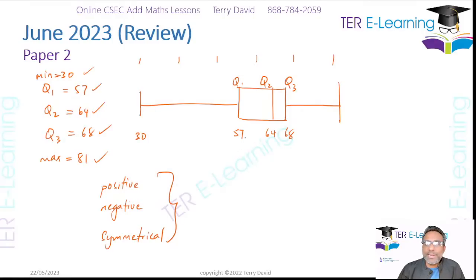Now, if you just look at the diagram here, right? The best thing to do is to look at the spacing between Q1 and Q2. Look at that spacing here and look at the spacing here. When you look at the diagram, you realize the spacing between Q1 and Q2 seems to be bigger than the spacing between Q2 and Q3. When you have a spacing on the left that is bigger, this means that the data is negatively skewed, right? So this data here is negatively skewed. That's the answer.